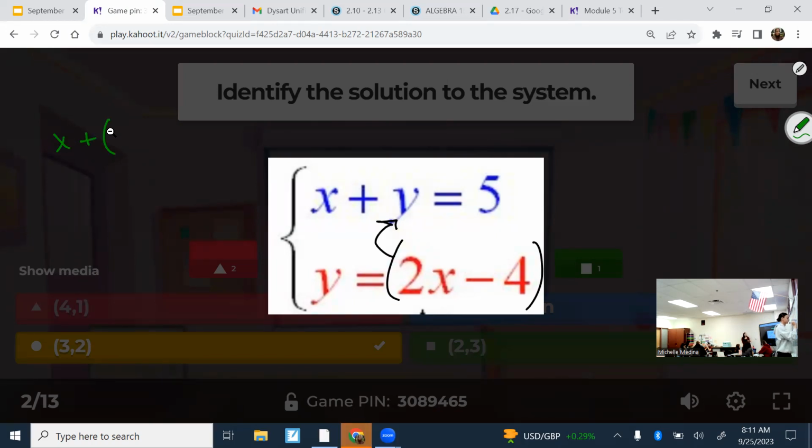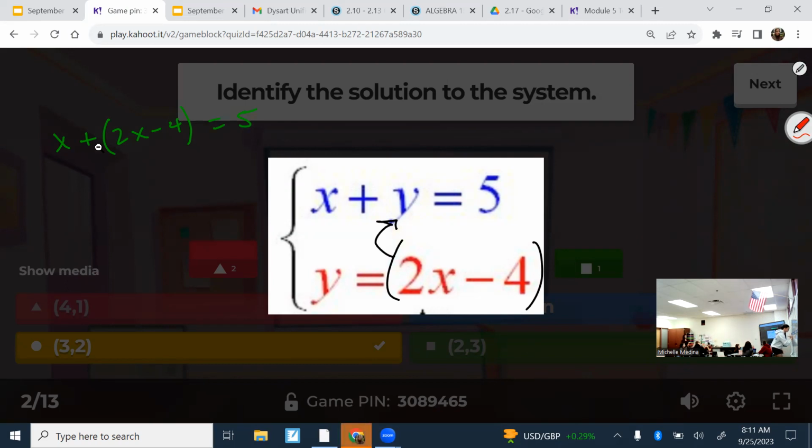Anywhere you plug in something, put it in parentheses. So like if it's x plus y, we know y equals 2x minus 4. So that's what I'm plugging in. Usually there's something outside parentheses, even if it's not written. What is it? A 1. Sometimes it makes a difference, sometimes it doesn't.